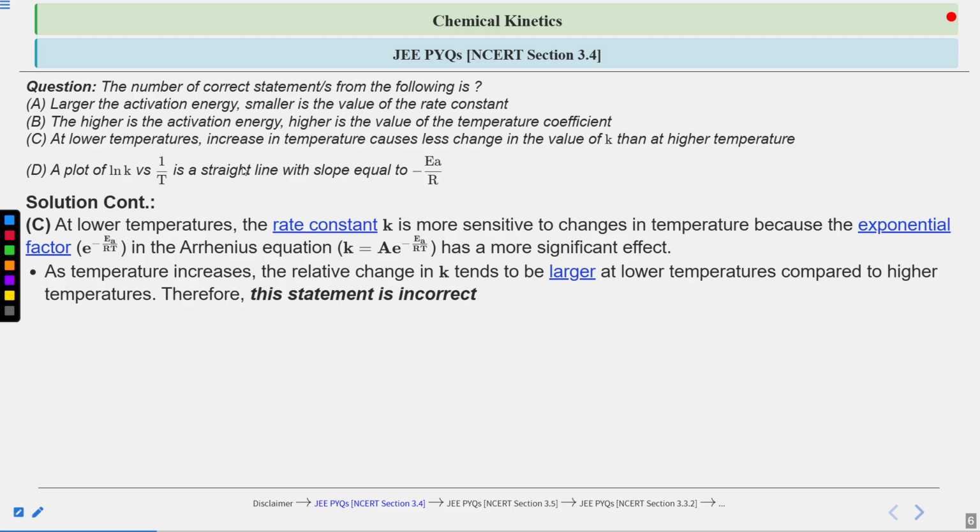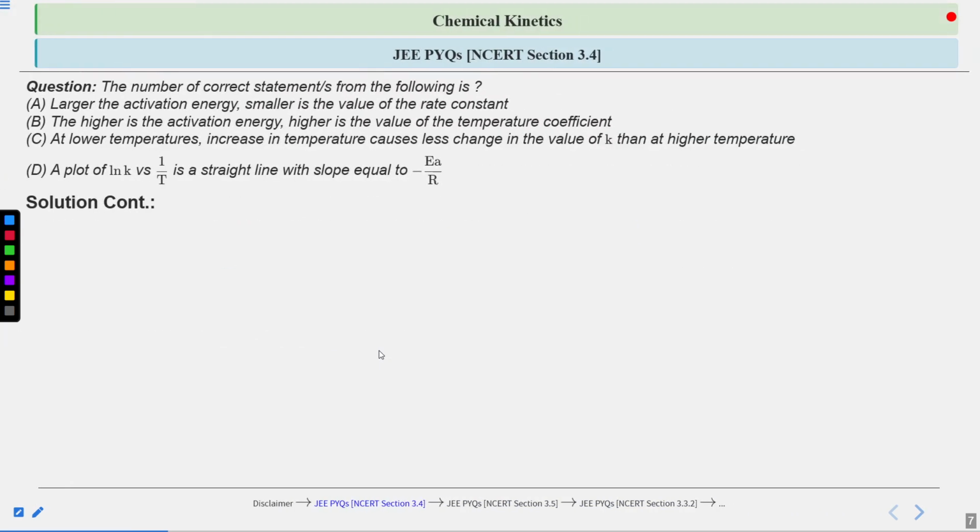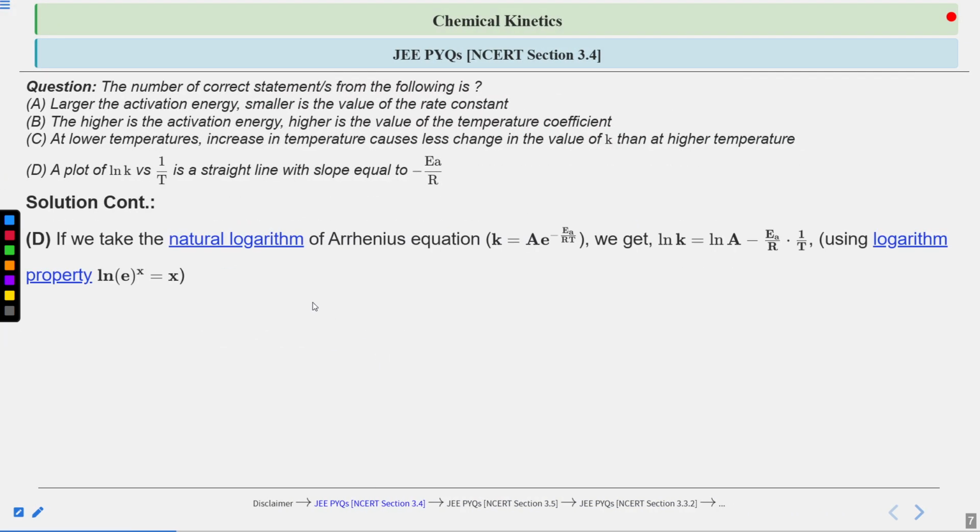The remaining one is the D statement. So let's focus on that. The D statement is first of all saying that if you plot ln k versus 1 by T, that is going to be a straight line, and the slope of the line is going to be equal to minus EA by R.